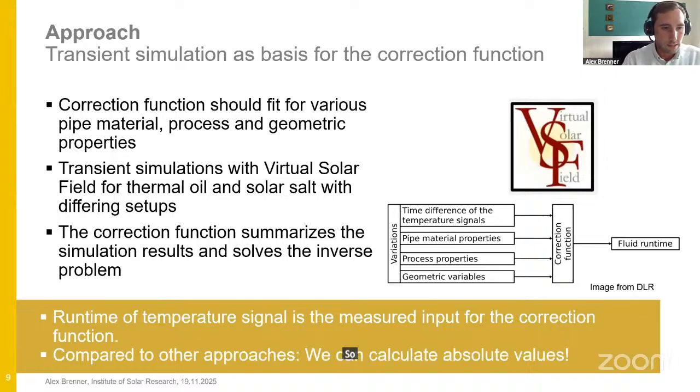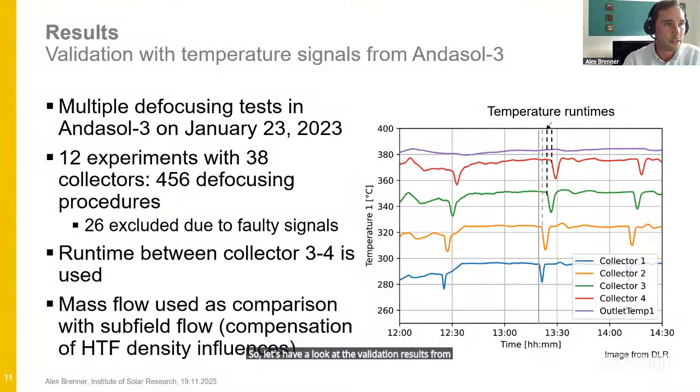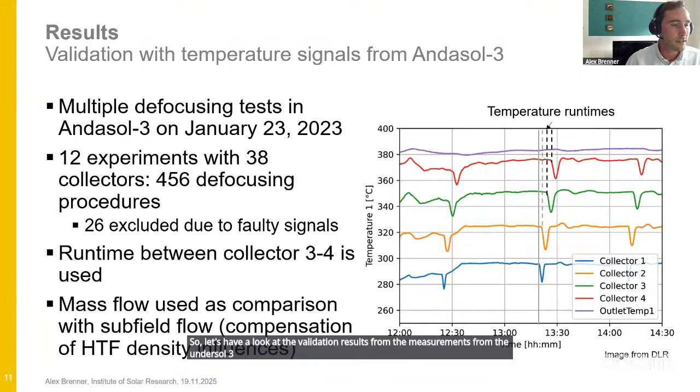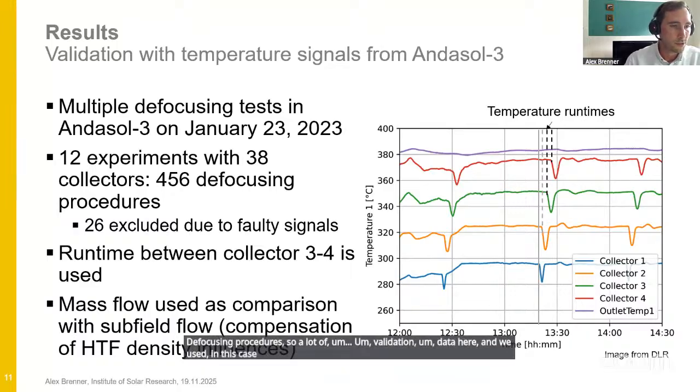So let's have a look at the validation results from the measurements from the Andasol 3 plant. So we had multiple defocusing measurements available. To give an overview of the validation setup, it was 12 experiments with 38 collectors and 456 defocusing procedures, so a lot of validation data here. And we used, in this case, the runtime between collector 3 and 4 in a loop.